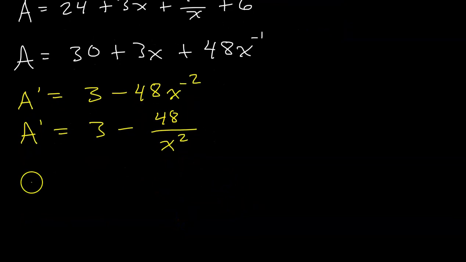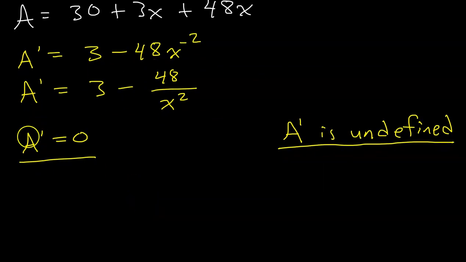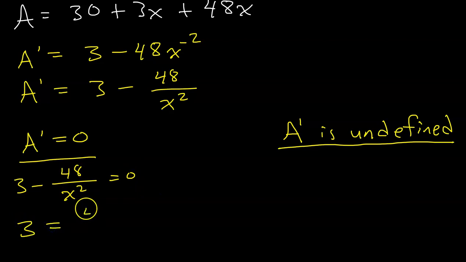Now we need to find the critical numbers by finding where the derivative is equal to 0. We also need to pay attention to where the derivative is undefined, because that is also a critical number. So first, where the derivative is 0, we will just set this entire expression equal to 0. Adding the fraction to both sides, we get 3 is equal to 48 over x squared.